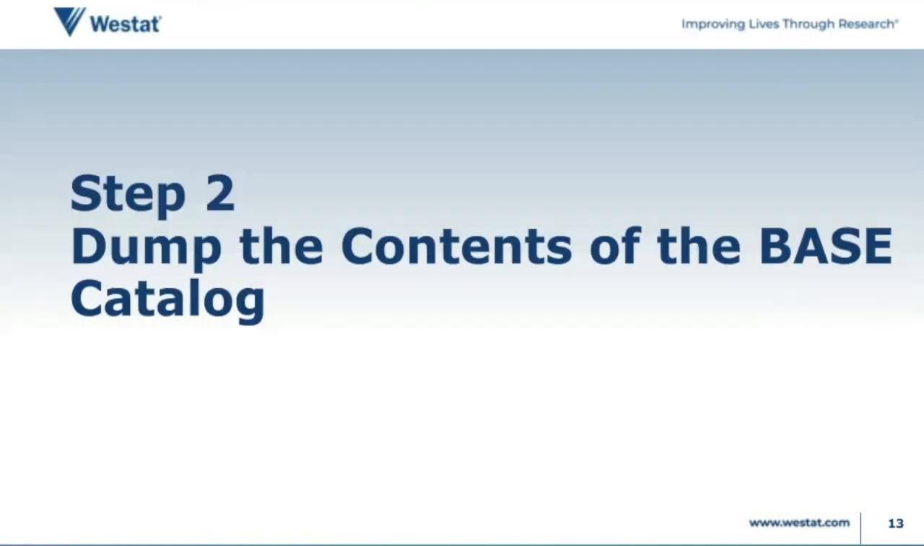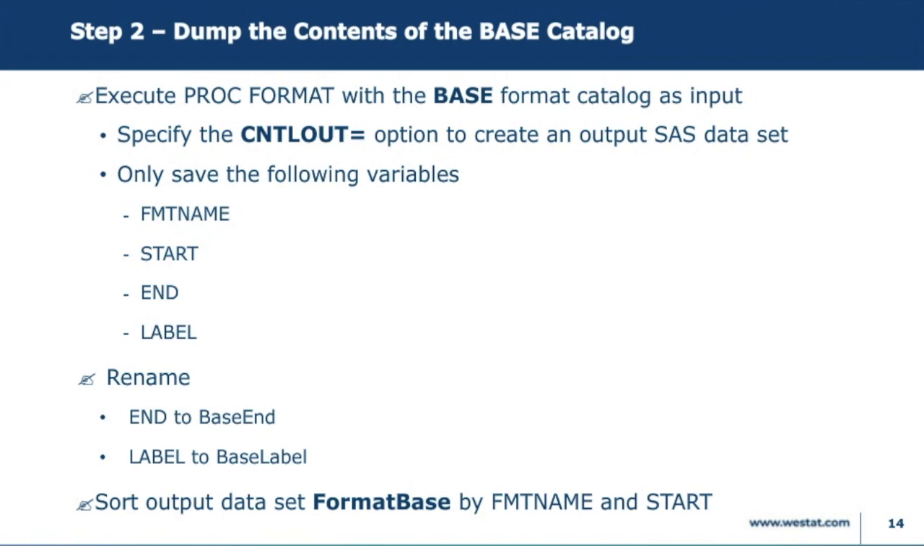Next is step two, dump the contents of the base catalog. What we're going to do in this step is execute proc format with the base format catalog as the input. And we're going to specify the CNTLOUT= option to create an output SAS data set. When we do that, there are many, many variables that get popped out of that. But we're only going to save the following: format name, start, end, and label.